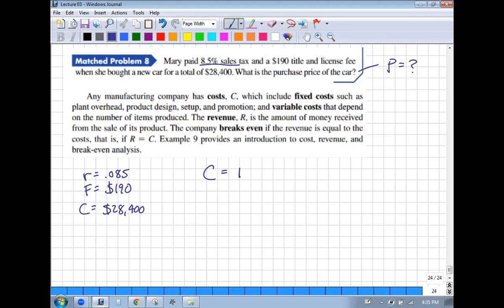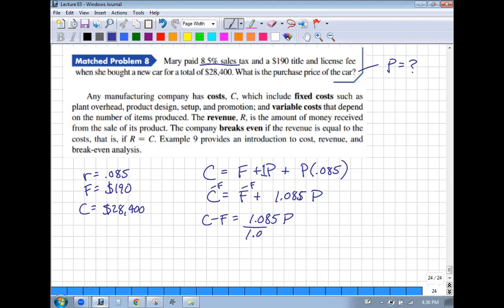Okay, so we could set this up. The total cost is the fees plus the price plus the tax. And the tax is the price times the rate. So what we want here is to find out what P is, right? We could simplify this right here. We could have the cost is the fees plus, 1 plus 0.085 is 1.085P. This is 1P plus 0.085P is 1.085P. So what we want is P by itself. So if we subtract the F from both sides, we have C minus F equals 1.085P. We still want the P by itself, so let's get rid of the 1.085.